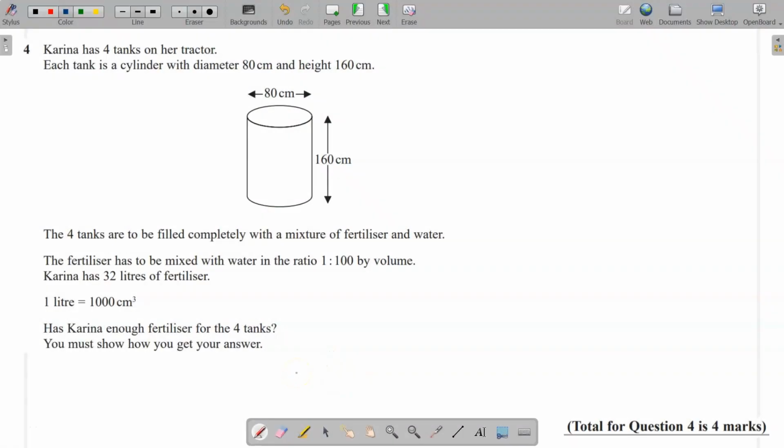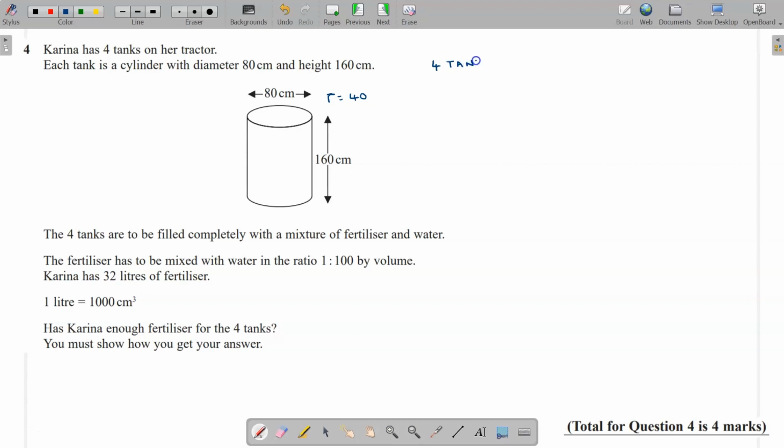Okay, here we have a problem-solving question. 4 equal tanks in the shape of a cylinder, and we have some fertilizer made of fertilizer and water mixed in the ratio 1 to 100. Okay, and we've got to see if there's enough fertilizer to completely fill the 4 tanks. So we need the volume of the 4 tanks, and to get that we need the radius, and the radius is 40 centimeters. So I'm just going to put R equals 40 there. Okay, and then we're going to work out the volume of the 4 tanks.